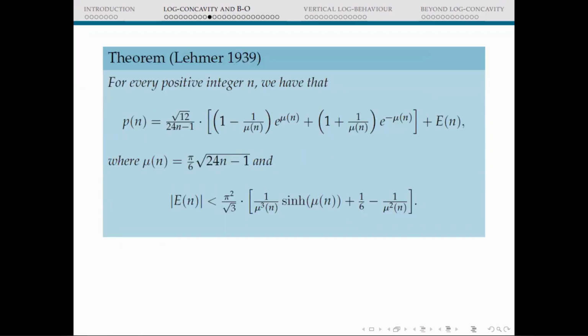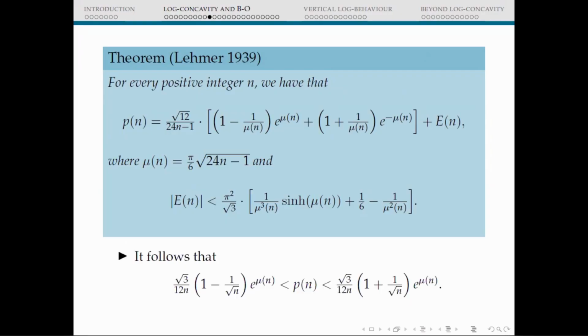The authors, Bessenrodt and Ono, used the theorem of Lehmer, which says that the partition function is equal to the following expression, from which one can derive the lower and the upper bound for the partition function of the following form. And now the approach is as before: we just want to bound p(a) times p(b) by the lower bound and p(a+b) by the upper bound, and check when the appropriate inequality holds. If we do so, then we are able to deduce the theorem from the previous slide.